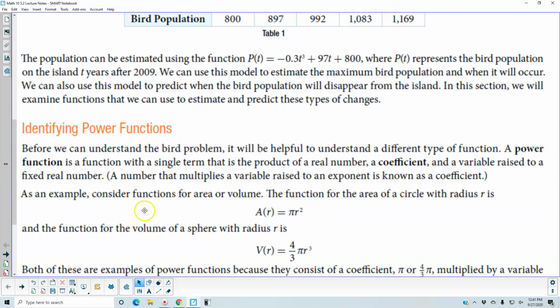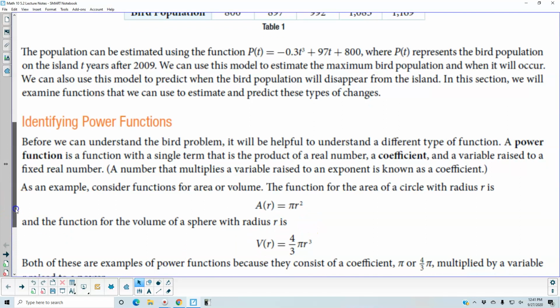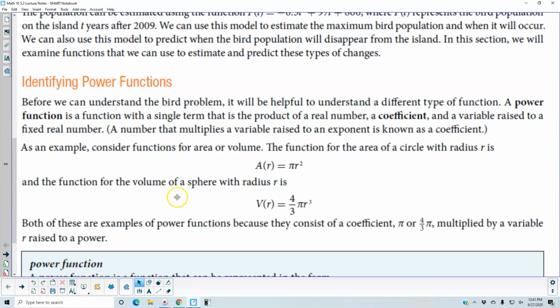Now, as an example, consider functions for area or volume. The function for the area of a circle with radius r is A of r, which is equal to pi r squared. And the function for the volume of a sphere with radius r is V of r, which is equal to 4 over 3 times pi times r cubed.